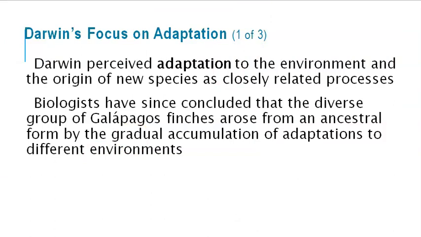Darwin perceived, so this is called adaptation. Darwin perceived adaptation to the environment and the origin of species as a closely related process. So the finches arose from an ancestral form by the gradual accumulation. Again, we're adapting to our environments. That's one of the biggest learning objectives in natural selection. Understanding that environments drive selection.